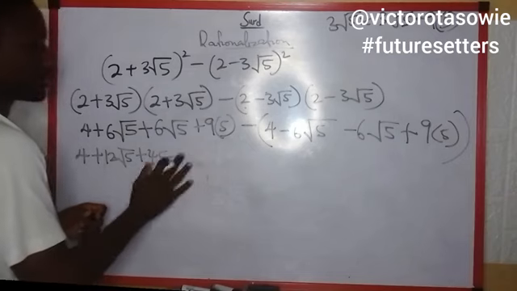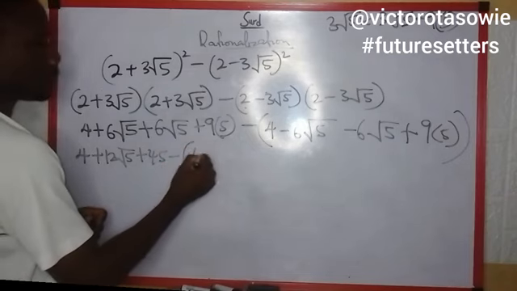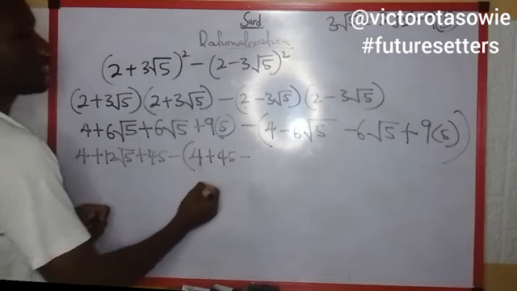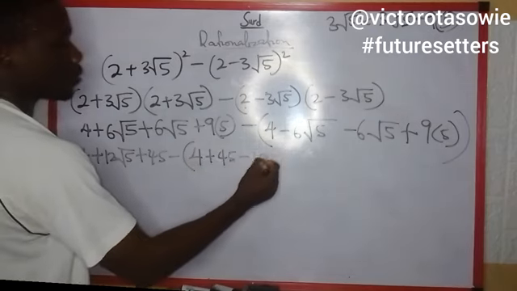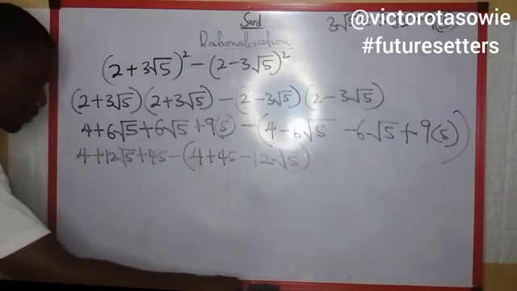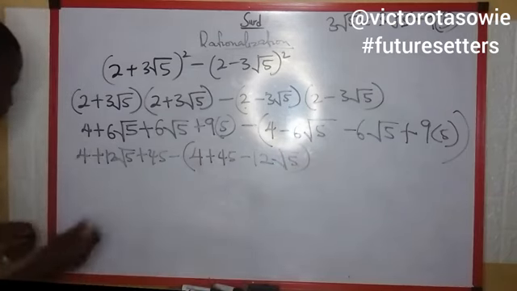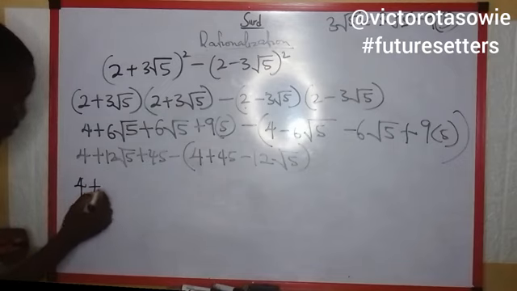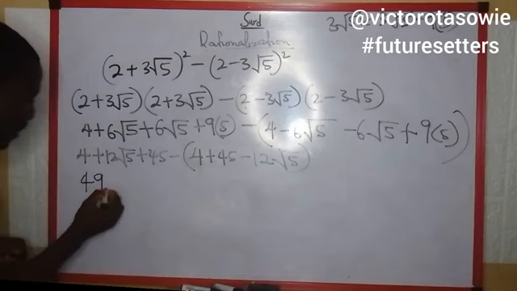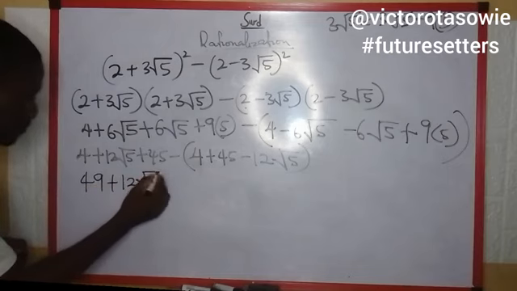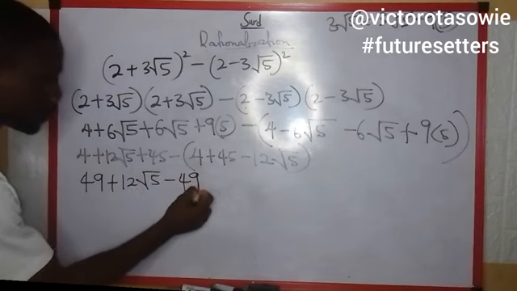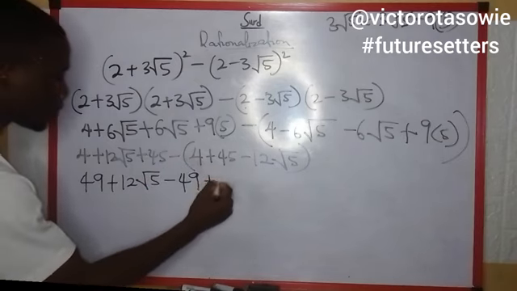Now, let's leave the bracket first. Let's open the bracket and write 4. 4 plus 9 times 5 is 45. Now, minus 6 is minus 12. Then root 5 will remain there. So, what we now have, we are going to add 4 plus 45 is 49. Now, plus 12 root 5. Now, this is 49 already, so it's going to give us minus 49. Minus times minus is plus, so we have 12 root 5.